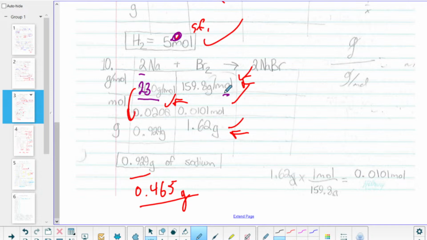Interestingly, I don't think... Oh, it was a 1 there. That's why I didn't do it there. So we got the moles. We jump over with the moles. And then we use the molar mass to jump down to there, except using the correct molar mass, we get 0.465 grams. Questions about 10?